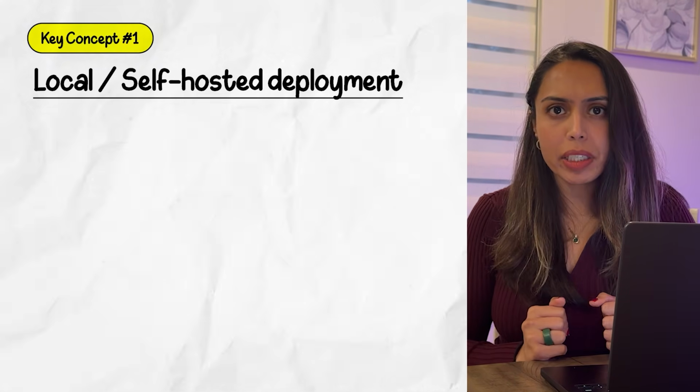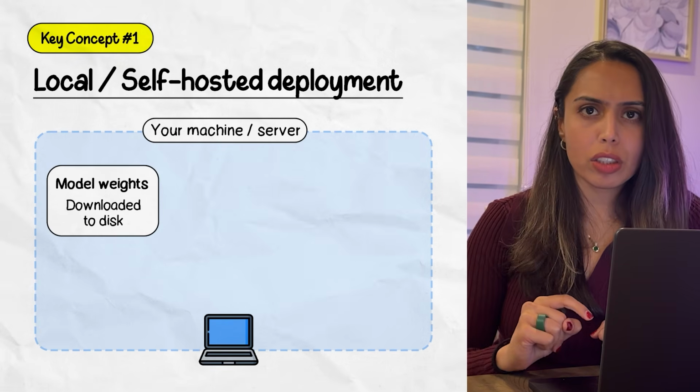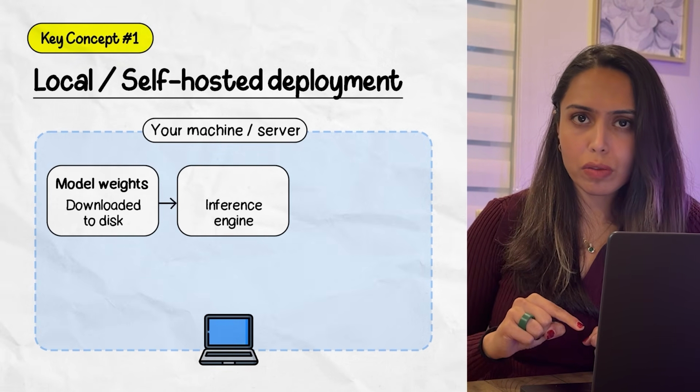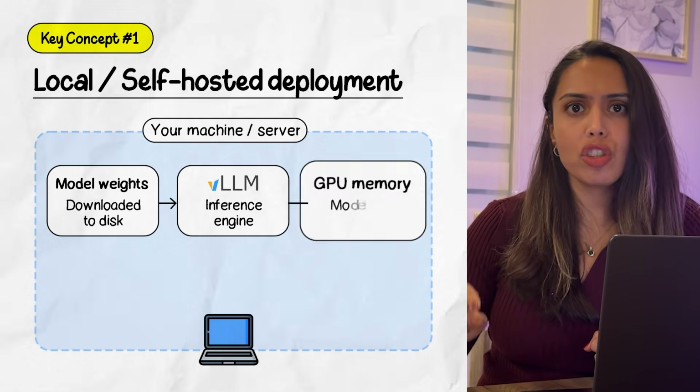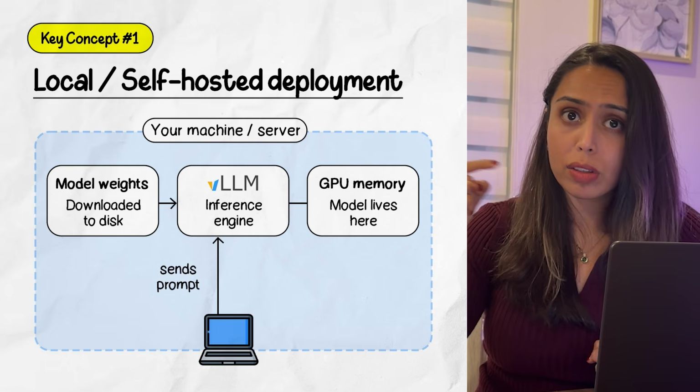On the other hand, in the local or a self-hosted deployment, we are running the model ourselves. The model weights are downloaded to our machines or the server. The inference engine, which is VLLM, loads that into the GPU memory, and then our application sends the prompt to this local model server. Now, hope you understand the difference between the local self-hosted deployment versus the applications hosted by the model providers.